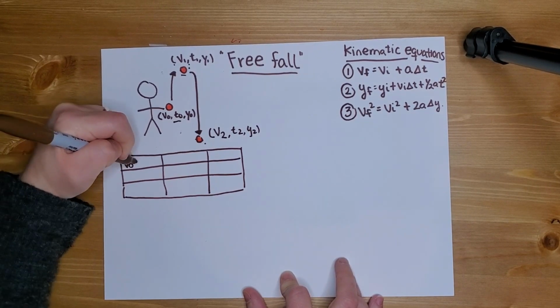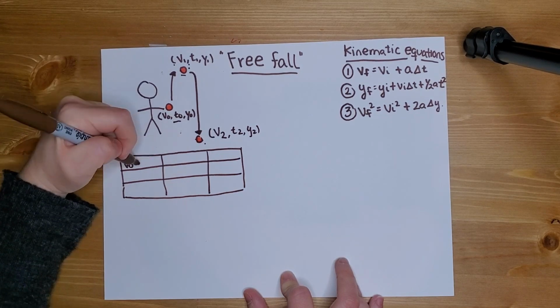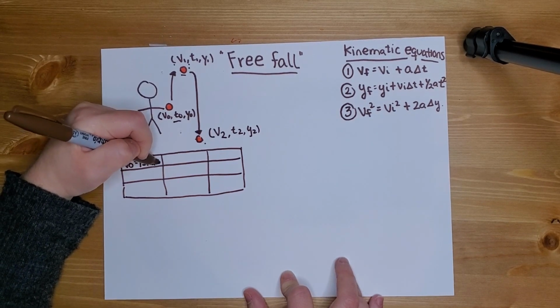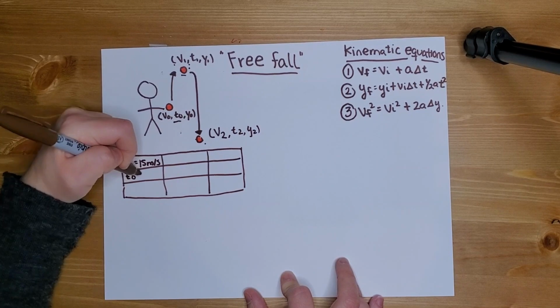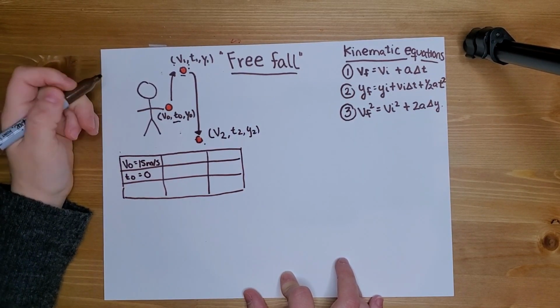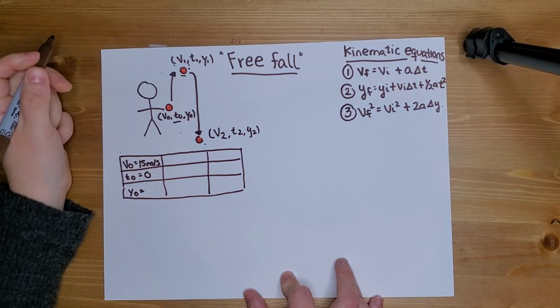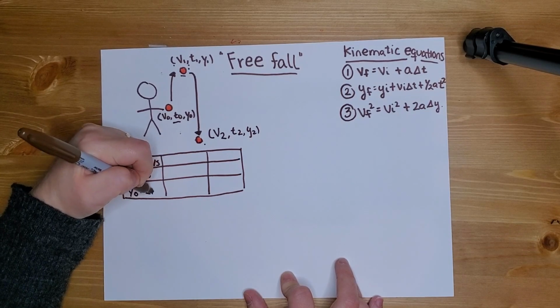So I got my V0 equals 15 meters per second, as my question is telling me. Then I have my T0, which is just 0, because it's when we start here. I have my Y0, which in my question I'm also told is 2 meters above ground.